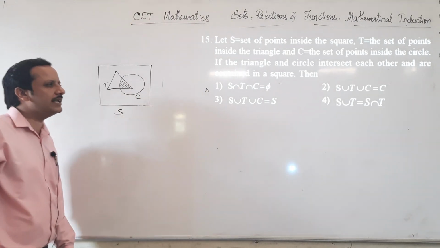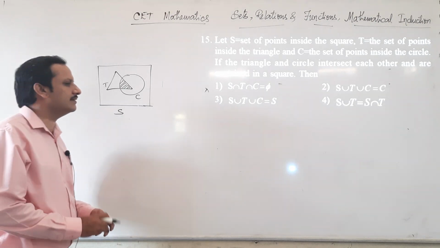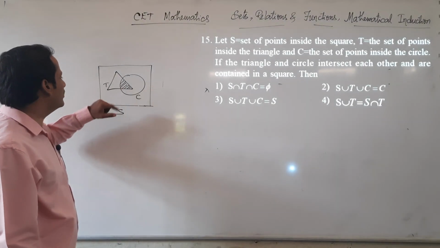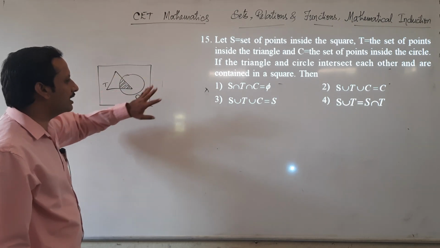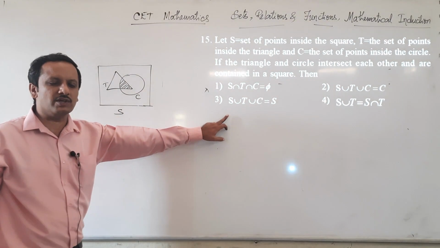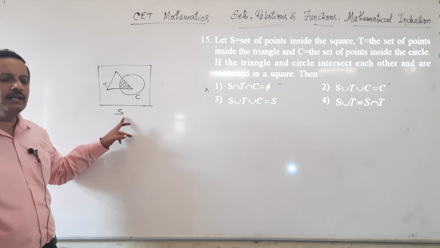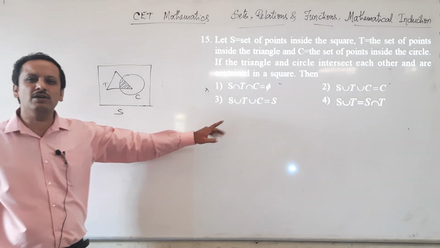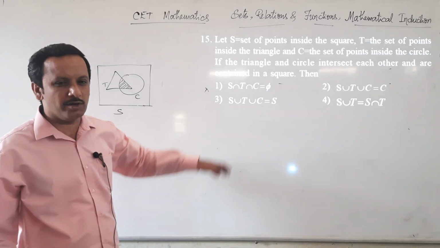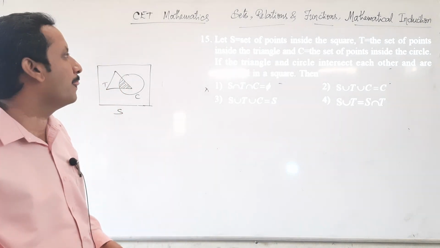Then S union T union C is equal to S. S union T union C is equal to C. That's not correct, but this is correct. As you can observe, this S is the superset. T and C are the subsets of S. So the union of all three must be equal to S itself. So third option is the right answer.